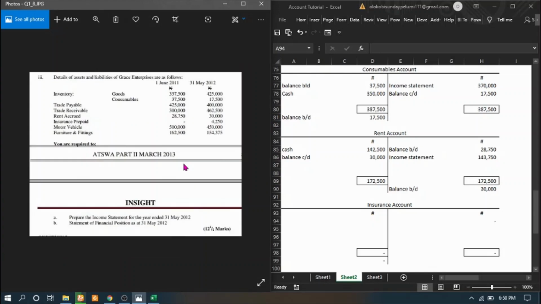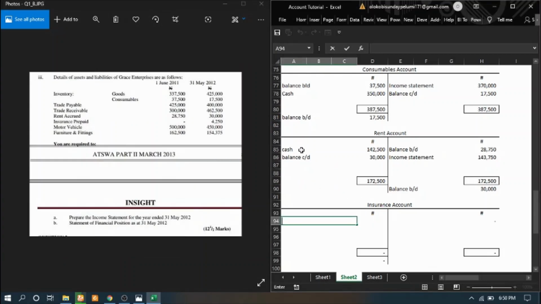Through bank, we are supposed to write bank, but it doesn't matter. Cash or bank is almost the same thing. Here we have bank. The amount paid in the bank for insurance is 87,500. Let me confirm that once again.